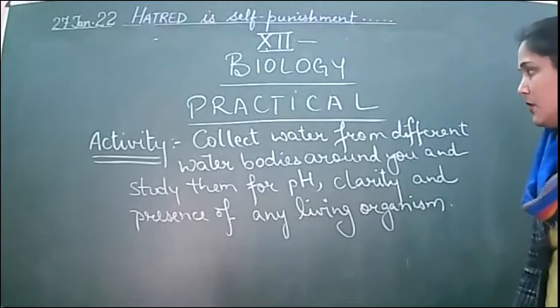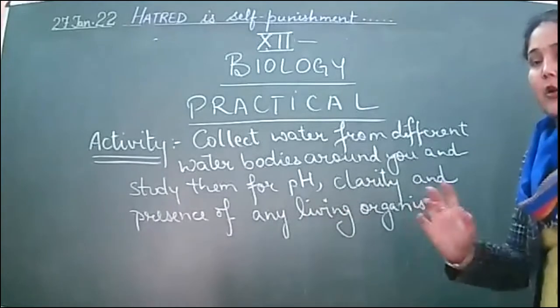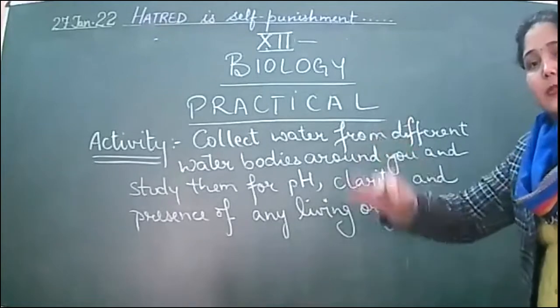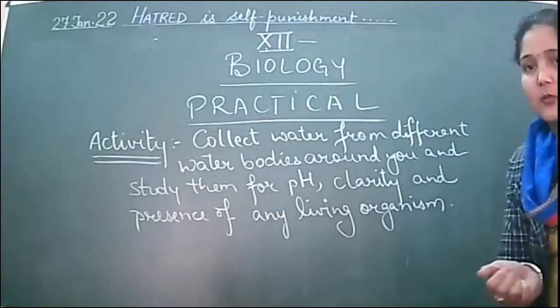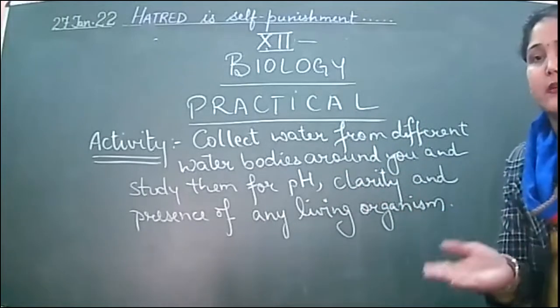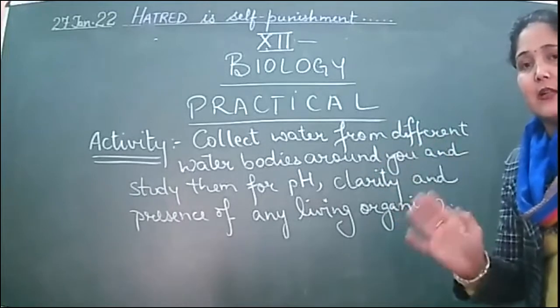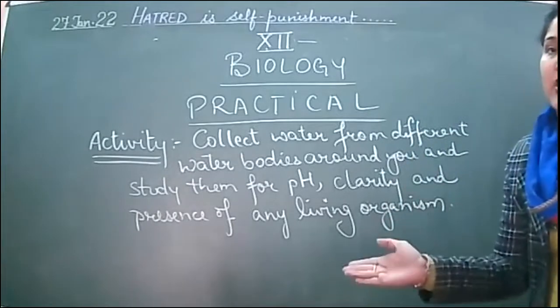For pH, we have to use a pH strip or the universal indicator. When you dip the pH strip into the water solutions, you will get a certain color change on the strip, and you just correlate it with the pH paper, that is the strip where you get the color bands. There you just match it and give your observation as to whether it is acidic or basic.